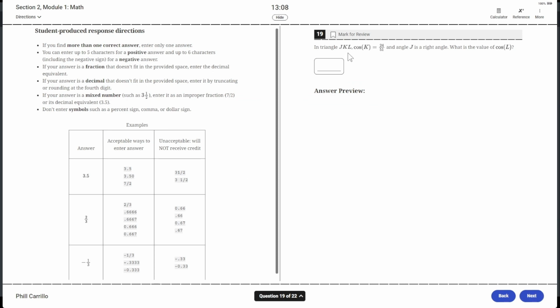In this triangle, cosine of K is 24 over 51. J is the right angle. What is cosine L? Okay. Let's see. Can I do this in my head? No, I can't, right? Oh, I'm losing time. Okay, back to this.